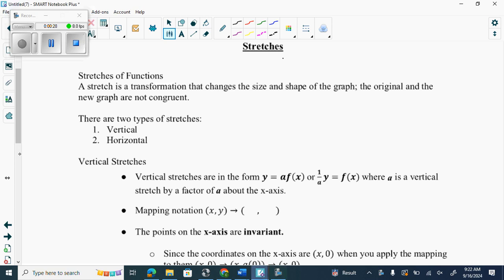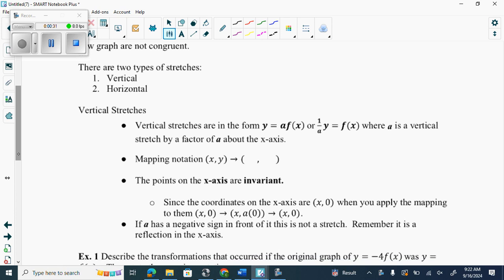So vertical stretches are in the form y equals a f of x, or 1 over a y equals f of x, and I multiply the a over and put it into this form, right? I always get it into y equals. Where a is a vertical stretch by a factor of a about the x-axis. The hardest part is remembering the wording. It has to be in this wording. Vertical stretch by a factor of whatever a is about the x-axis. The wording can't be different.